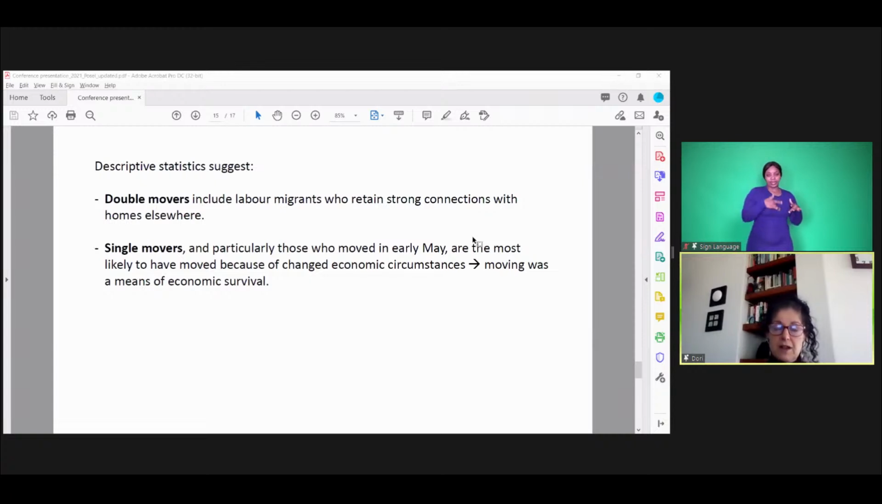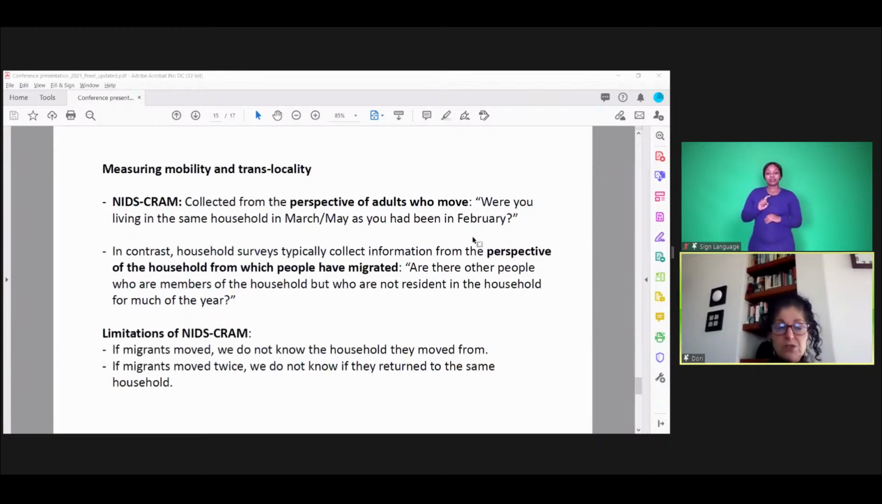So then, very briefly to conclude, just a few words about measuring mobility and translocality.